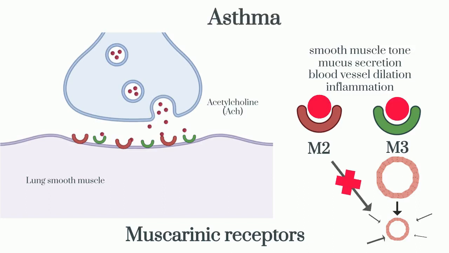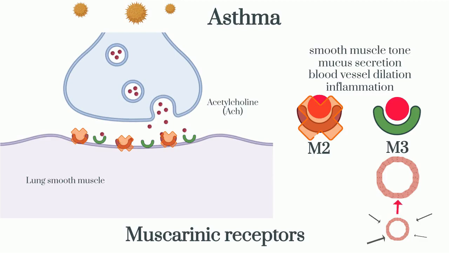In asthma, M2 receptors are dysfunctional, resulting in airway hyperresponsiveness to allergenic triggers. These include stimuli such as pollen, dust, cold air, and exercise. Bronchodilators have mechanisms to reverse this constriction. Continue watching to find out.